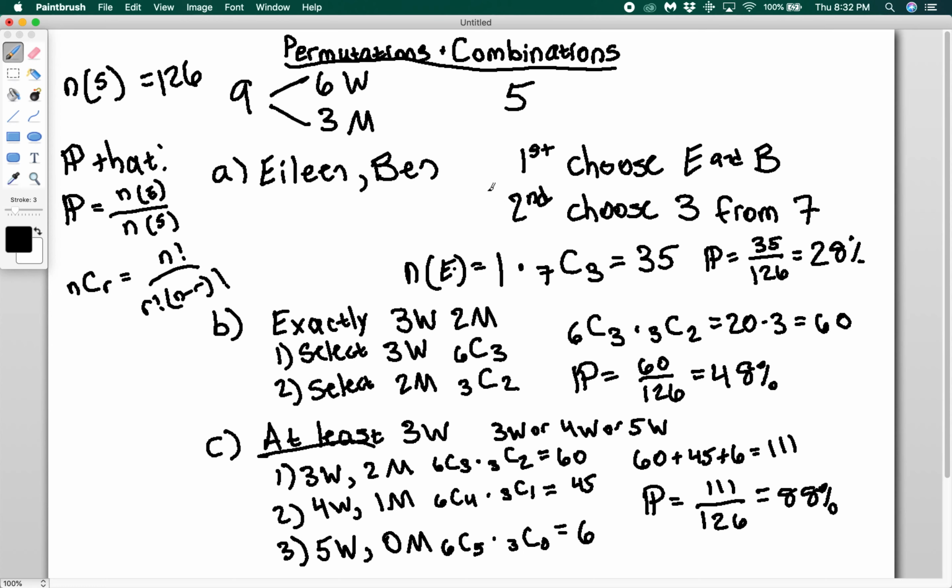So that's pretty much it for permutations and combinations. Hopefully that is helpful, and next time we're going to be doing some more probability.